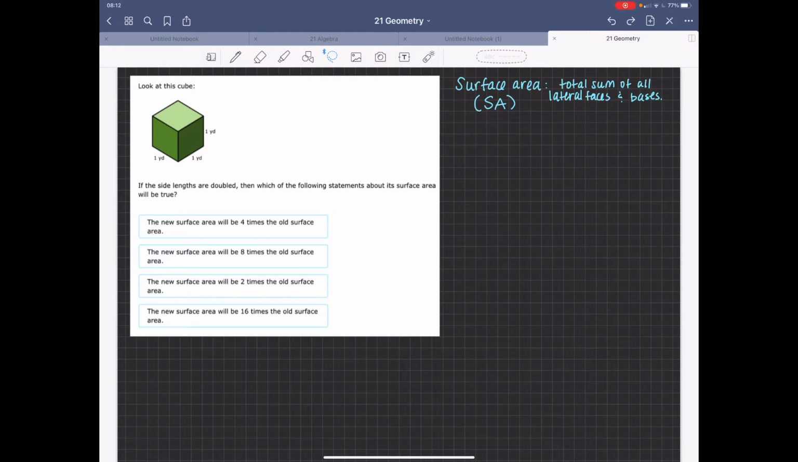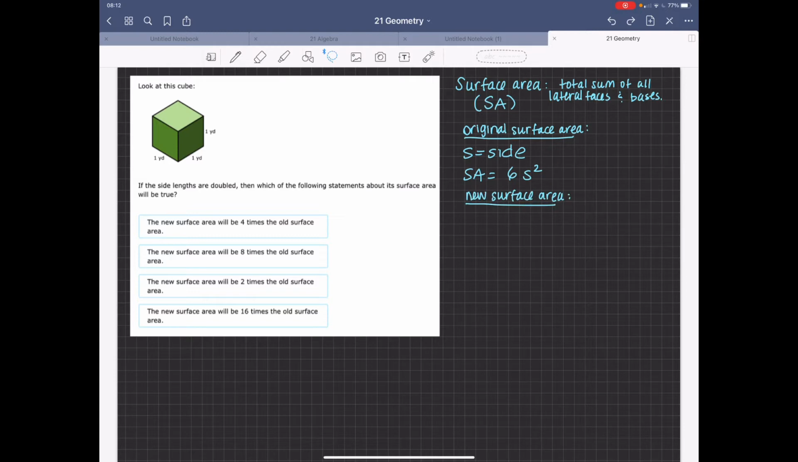we're going to use just the formulas, and then we're going to go by, let's see if the side lengths are doubled. So from here, I need to find the original surface area. And the original surface area is where S equals a side. So the surface area of a cube is going to be 6S squared. Now I need to find the new surface area.